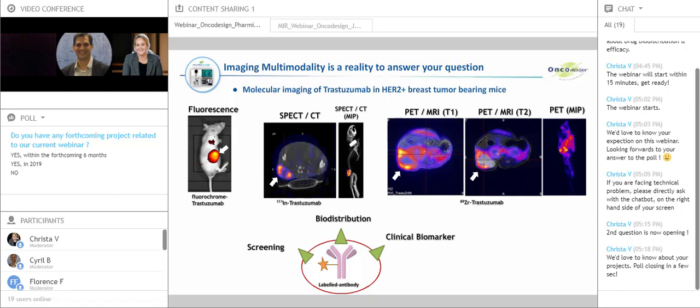Then you can do a complete distribution with SPECT. Usually it's really easy to do. Technically, there are not many challenges and it can work on most compounds, most antibodies.